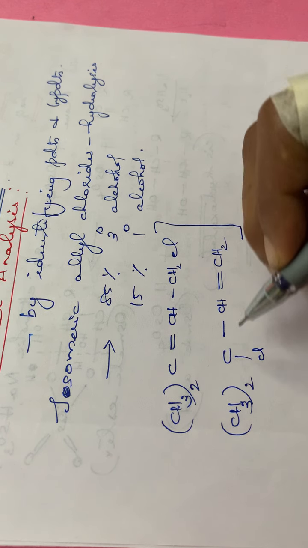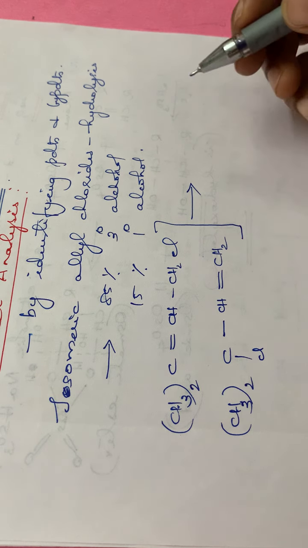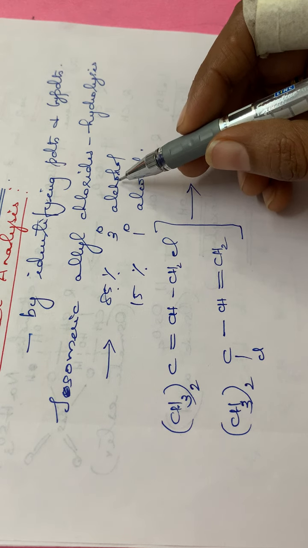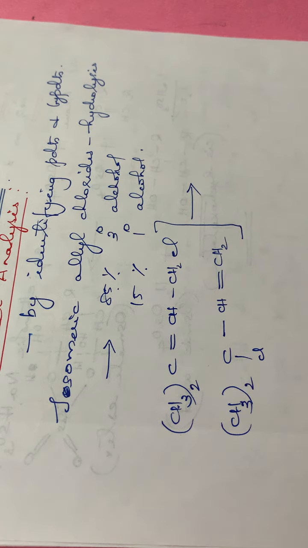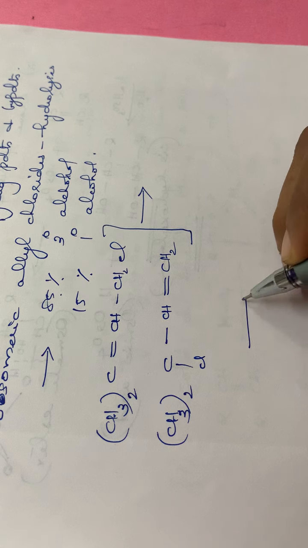So a mixture of these isomeric allyl chlorides on hydrolysis gives the product: 85% tertiary alcohol and 15% primary alcohol. Okay, so I am writing the product here.